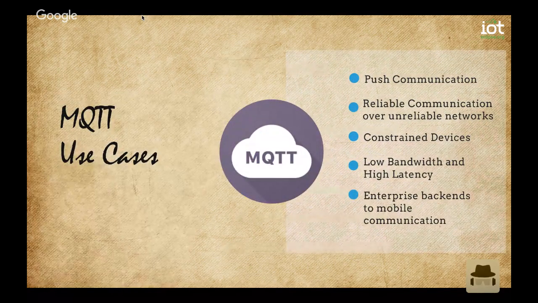So typical use cases for MQTT are push communication use cases. We have reliable communication over unreliable networks. This is mainly mobile networks. MQTT is a very, very good protocol for constrained devices. So if you don't have too much computing power, if you don't have a lot of memory, then MQTT is a very good protocol choice. So this is typically on physical hardware, where you just have a few megabytes of memory. MQTT has a sweet spot here.